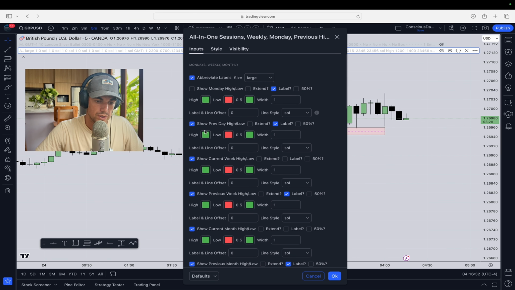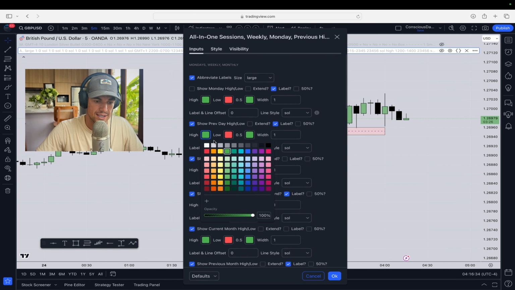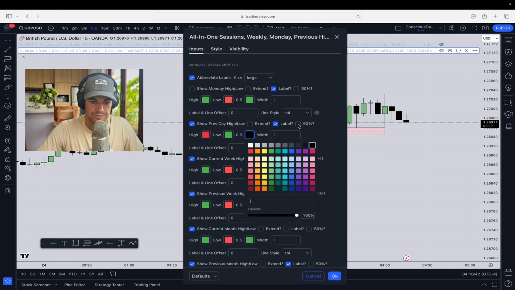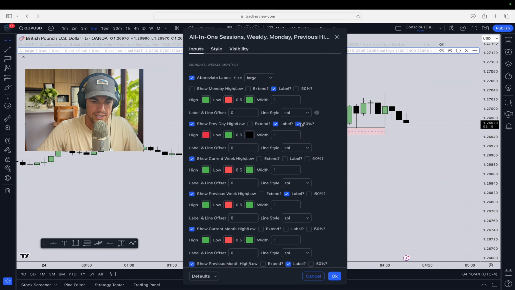Go back up. We're going to go to the previous daily high. We want the high to be red, representing selling, the low to be green, and the 50% to be black. Click on the 50% here.